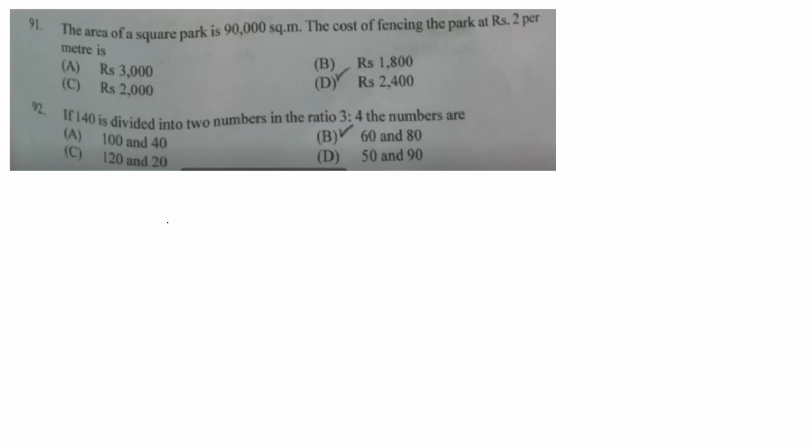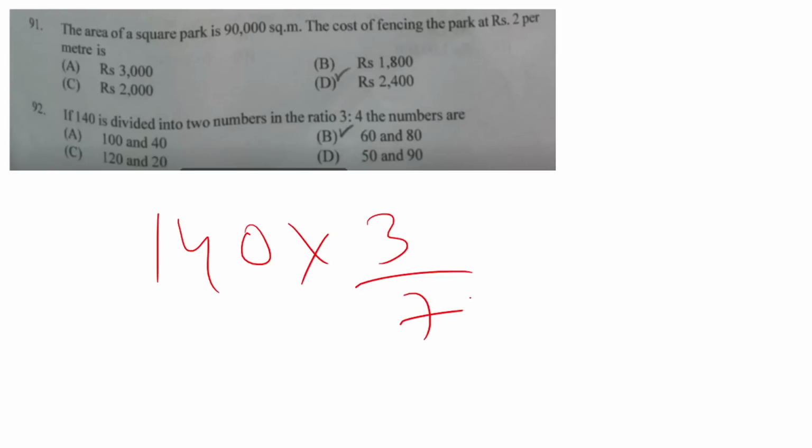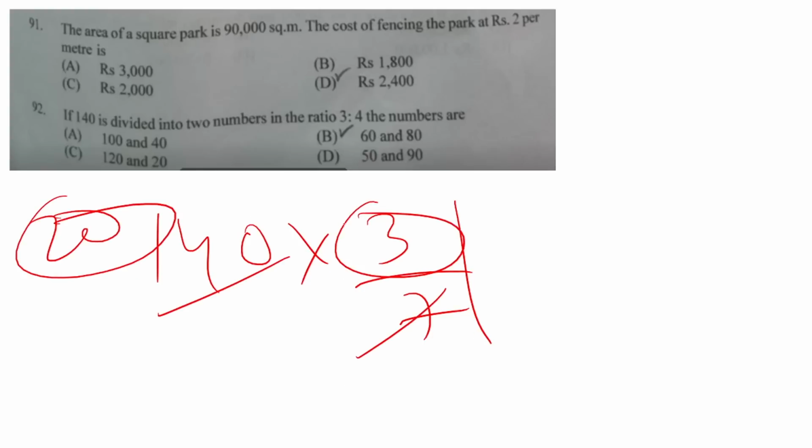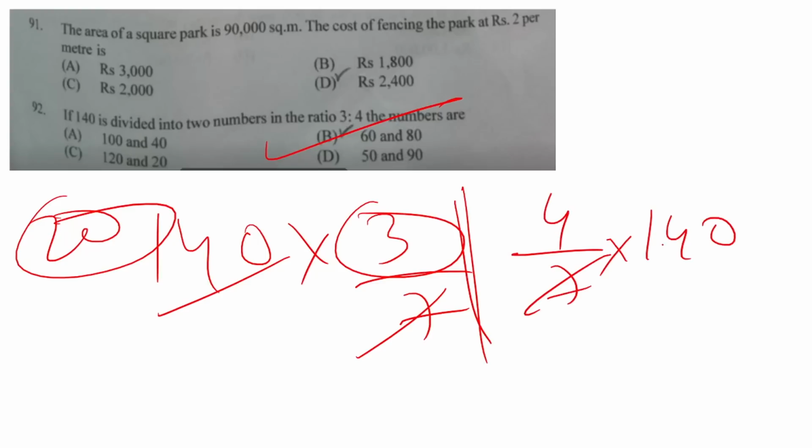Question number 92. If 200 is divided into two numbers in the ratio 3:4, then the first is 3/7 of it. The individual value: we write the total value, cancel, 20 multiplied by 3 is 60. Then 4 divided by 7 into 140, cancel, 20 into 4 is exactly 80.